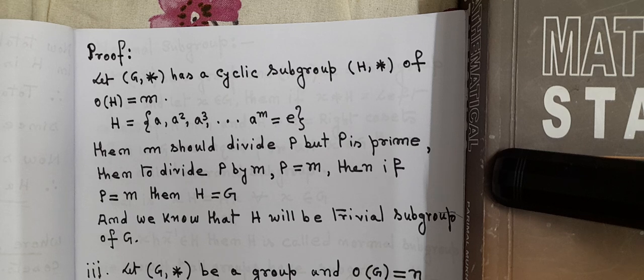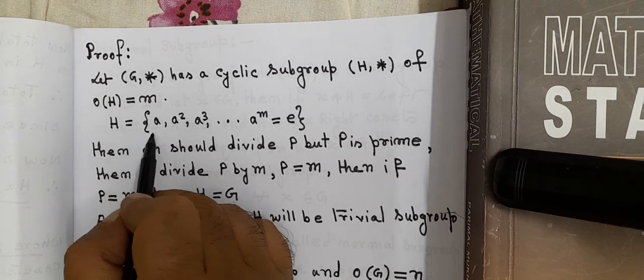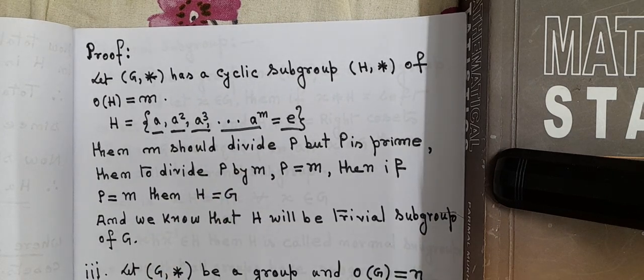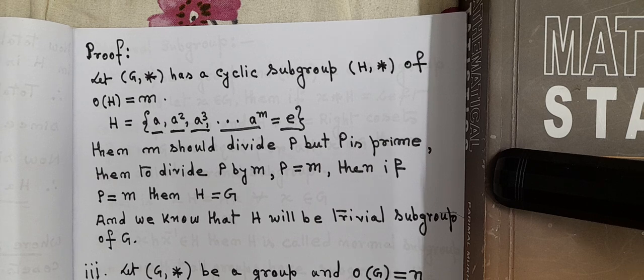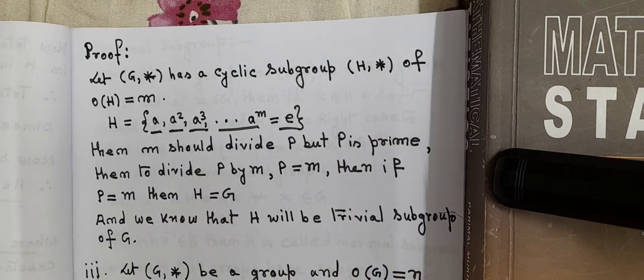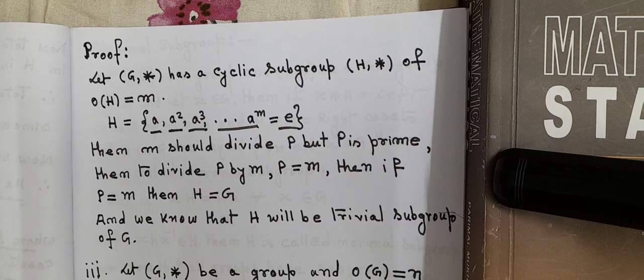So let G have a cyclic subgroup H of order m. Then H can be written like this: a, a square, a cube, ..., a to the power m equals e, the identity element. Then m should divide p, but p is prime, as per our first property. Then p equals m. If p equals m, then H equals G, and we know that H will be the trivial subgroup of G. The proof is done here.